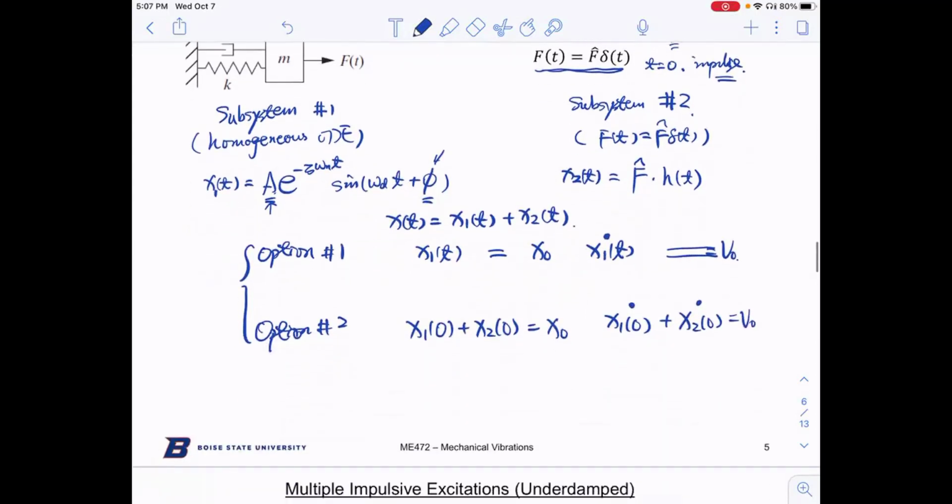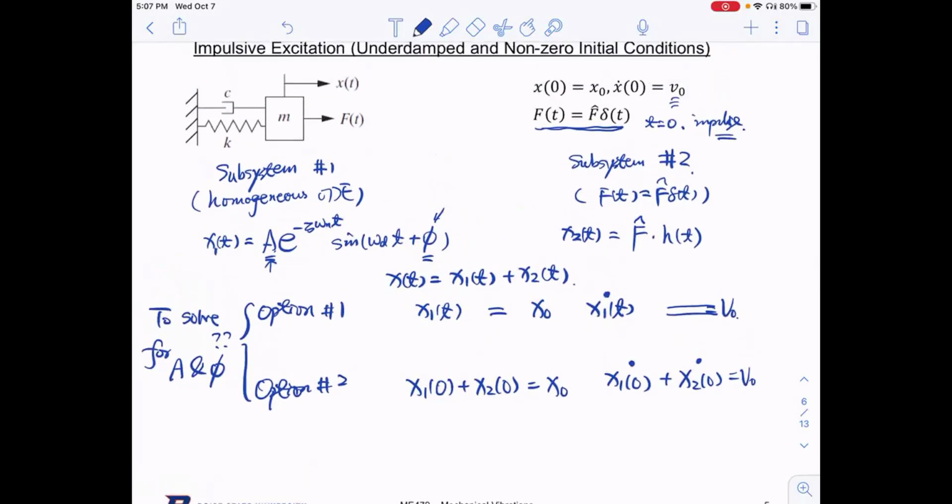Then my question is, which option is correct to solve for A and phi? You need to find your A and phi, so you need two equations, and these equations come from your initial conditions. You can either use option 1, in which case you solve your initial conditions using only the homogeneous solution. Or you use option 2, where you include both, solve them, and consider the combined effect in your initial condition equations.